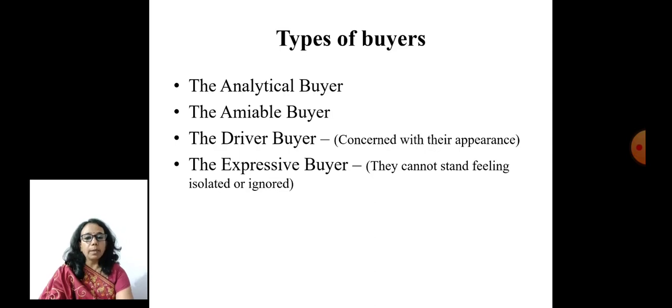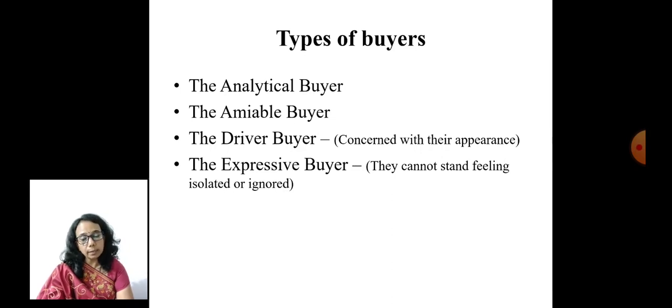And then amiable buyers. Well, this group of buyers is motivated by stability and cooperation. Their aim is to make everyone else happy. They are constantly worried about how their choices will affect people around them. For this reason, it's often difficult for them to make big decisions.